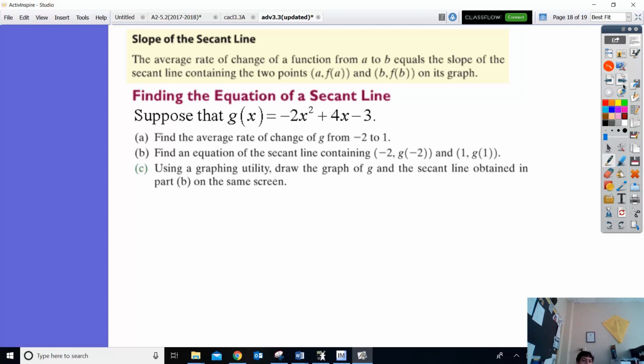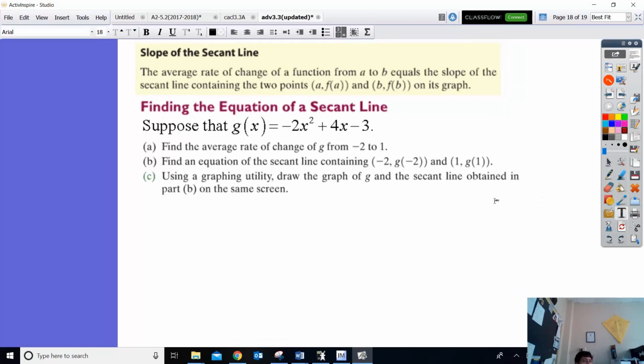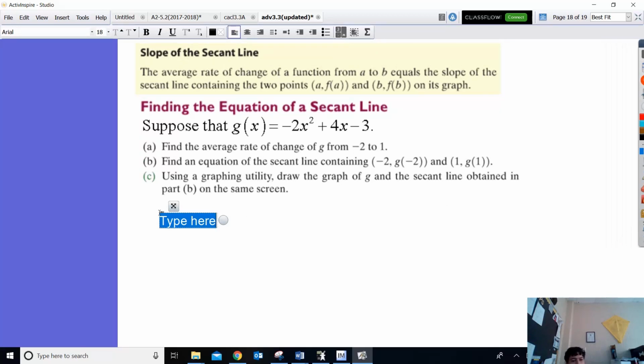So we have a function called g. It's negative 2x squared plus 4x minus 3. And a says find the average rate of change from negative 2 to 1. Well, that gives us two x values. We have an x1 value of negative 2. We have an x2 value of 1. That all comes from what they tell us in text. So how are we going to find our y1 value? We're going to plug it in. I'll write that down up here.